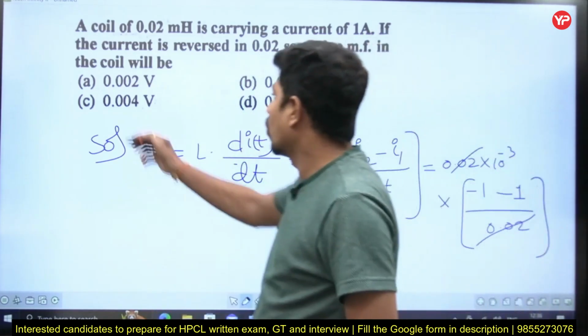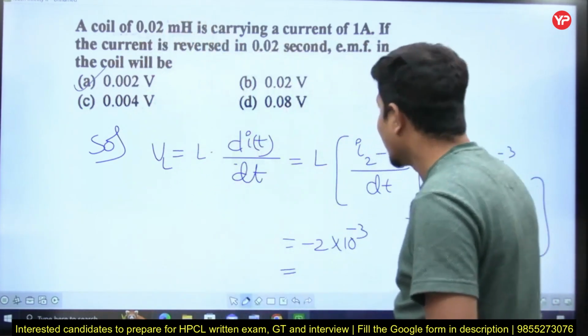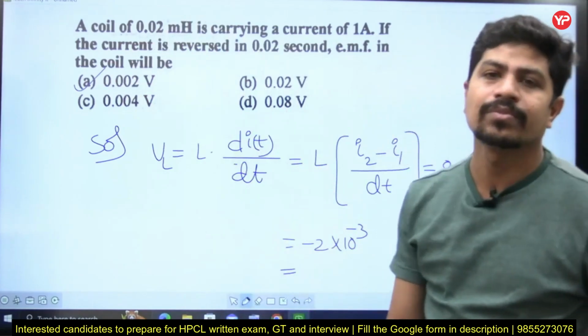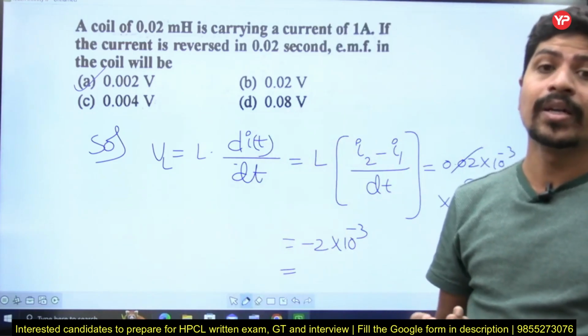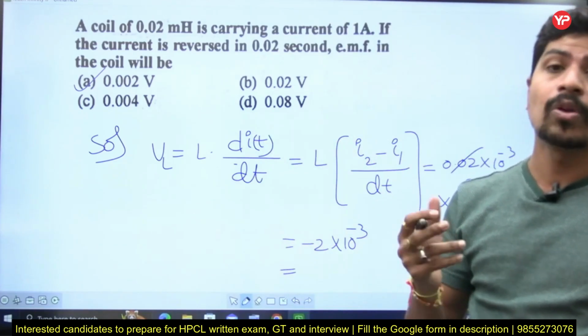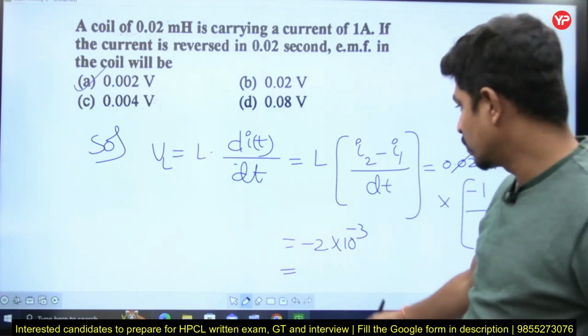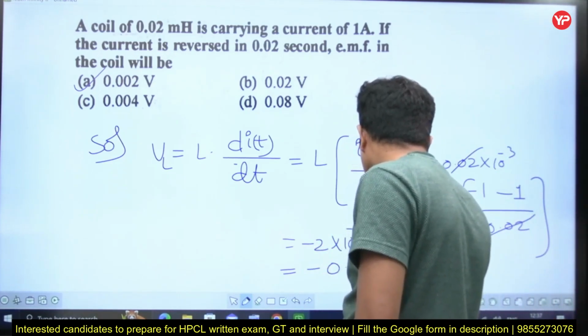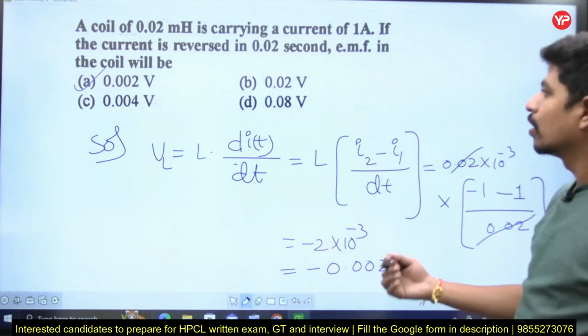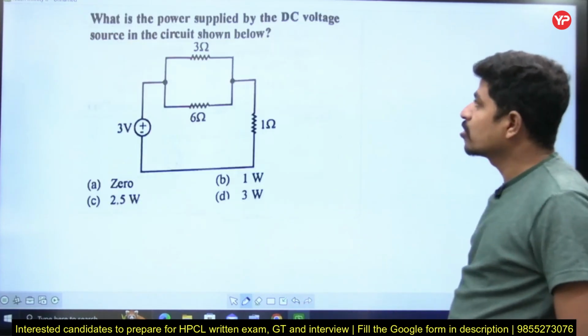In fact, the option is A, but that fellow did not give that minus. He is considering only magnitude. When there is a sudden change of current through an inductor, we know that voltage polarities will get reversed. It is minus of 0.002. Right? Choice is A. Next question.